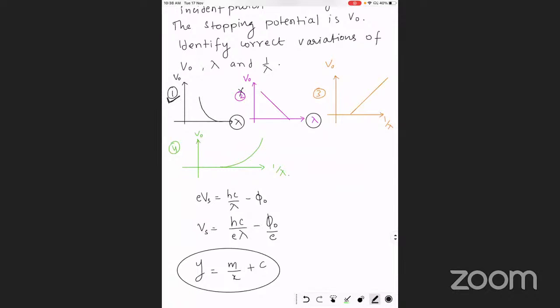This is wrong because there is an inverse relationship. If you increase x, y will decrease. Could you understand that? So if we are increasing lambda, v naught is decreasing. Could you understand that?